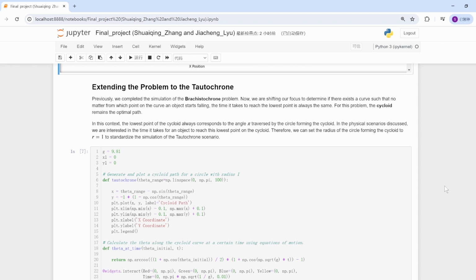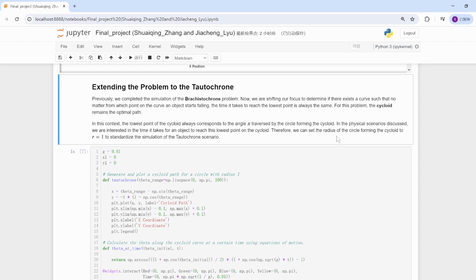In addition to the Brachistochrone, our study also includes the Tautochrone. Different from the Brachistochrone, the Tautochrone problem finds a curve such that from any starting point on the curve, the object can move to the lowest point of the curve in the same time interval. The lowest point of the cycloid always corresponds to theta equal to pi here.